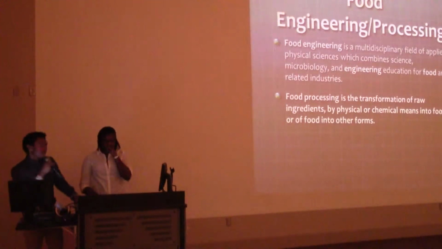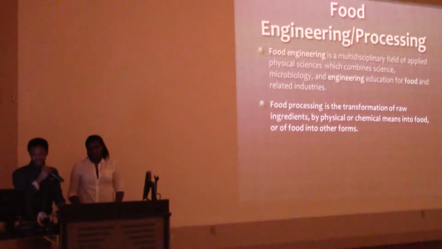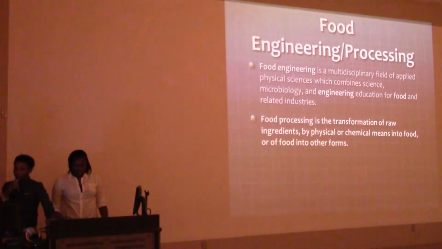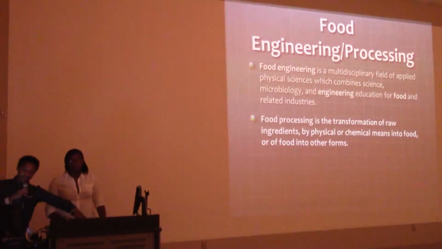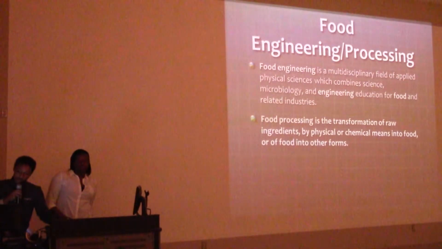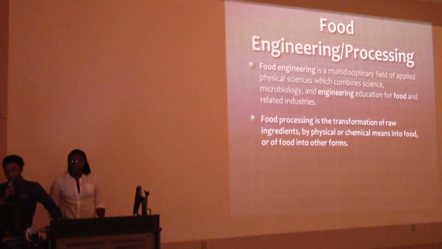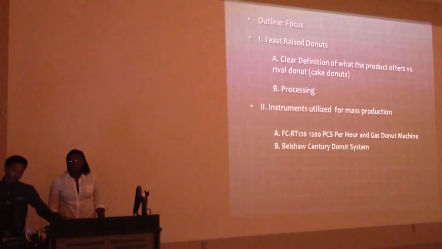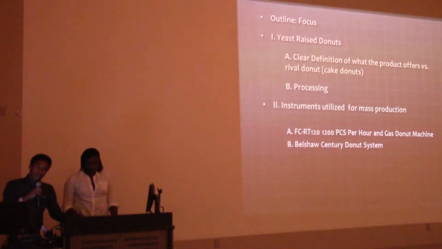First, we'll give a general definition of what food engineering and food processing is. Food engineering is a multidisciplinary field of applied physical sciences, which combines science, microbiology, and engineering education for food and related industries. And processing is the transformation of raw ingredients by physical or chemical means into food or food into other forms. So here's the basic outline for the food engineering portion.